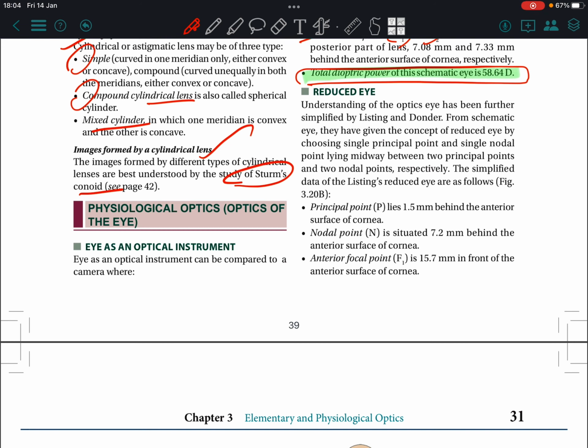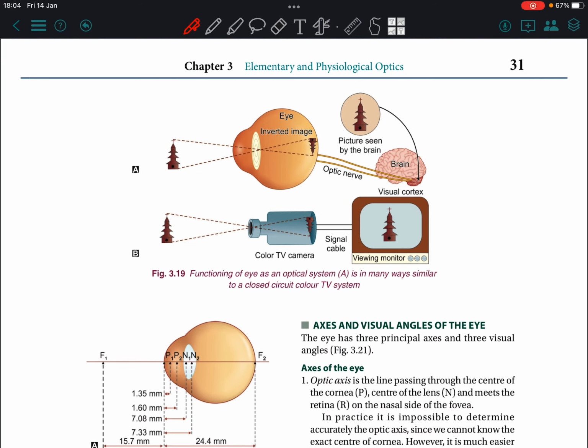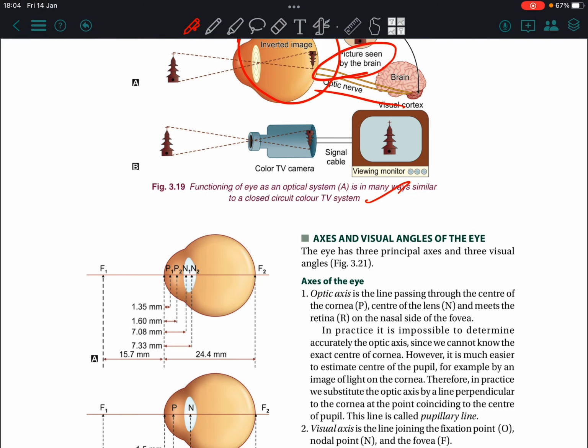Reduced eye. The eye has been simplified further: principal point, nodal point, anterior focal point, etc. Functioning of the eye as an optical system: eye, inverted image, optic nerve, brain, picture seen by the brain.